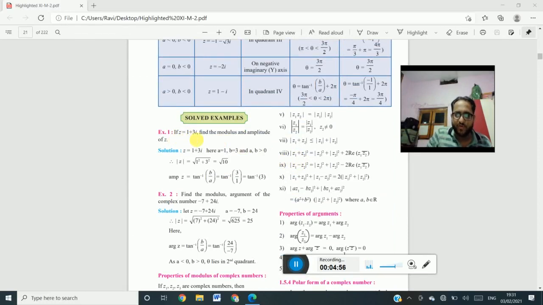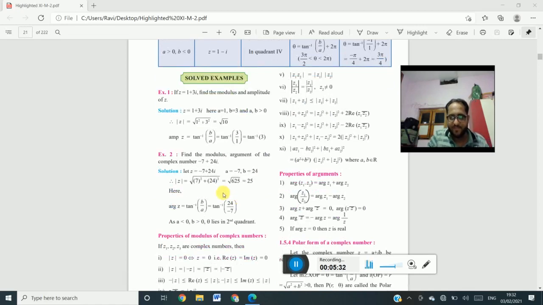If z equals 1 plus 3i, find the modulus and amplitude of z. So z equals 1 plus 3i, hence equating this with the standard form z equals a plus ib, we get a equals 1, b equals 3. A and b are both greater than 0. So the modulus of z equals the square root of a square plus b square, so 1 square plus 3 square, that is 9 plus 1, which is 10. So root 10. Okay, and the amplitude of z is tan inverse b by a. By using that formula, that is tan inverse 3 by 1, which is tan inverse 3. This is the amplitude of z. So in this way this example is solved.